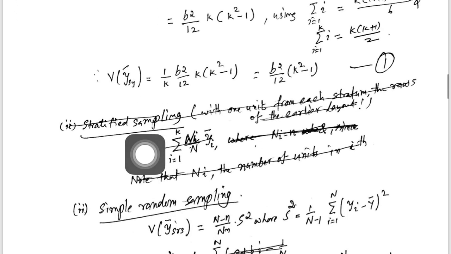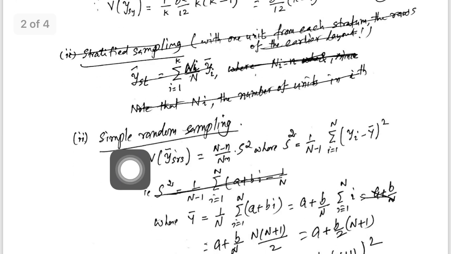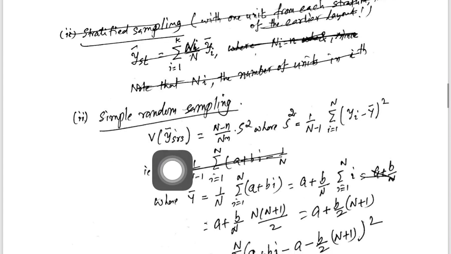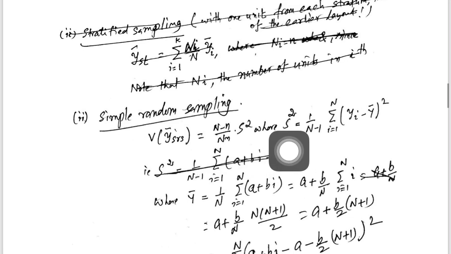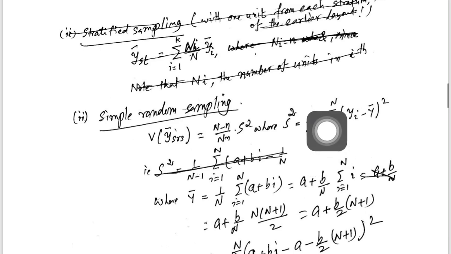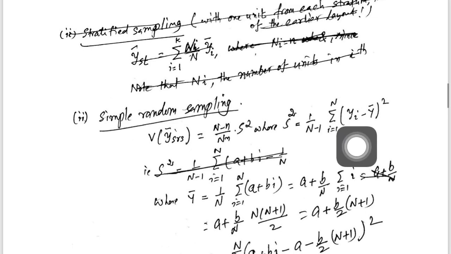So what we have done is we have determined the variance of the systematic sample mean. Okay, and now we will find the variance of the simple random sample mean of the same size, small n. It is equal to, by formula, (N minus n) by N into s square, where s square is the overall population mean square, that is 1 by N minus 1 into sigma i equal to 1 to N, yi minus y bar the whole square.